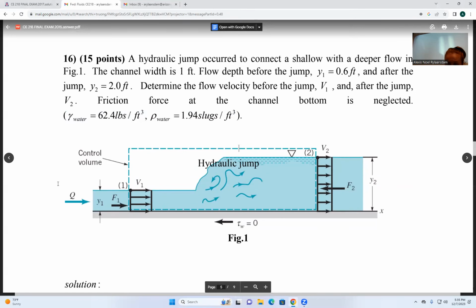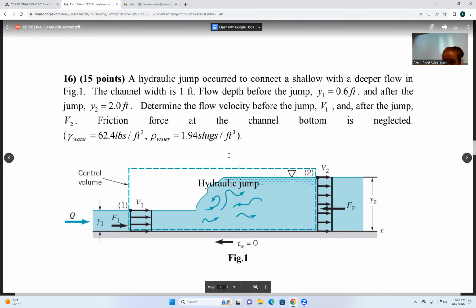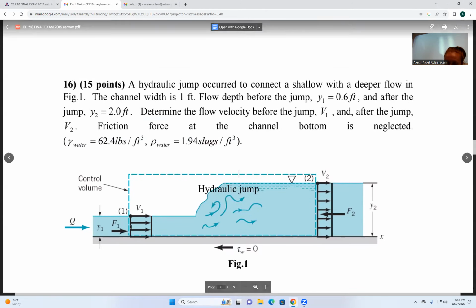All right, and this is our control volume. So big hint here, we're given a control volume. That means we probably should be using momentum. Other things to note, there's force on the left, force on the right, and tau from the wall is 0. All right, so let's get solving. Let me stop sharing so you can see the board.